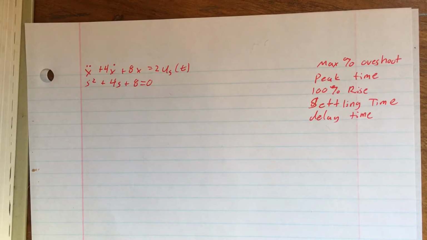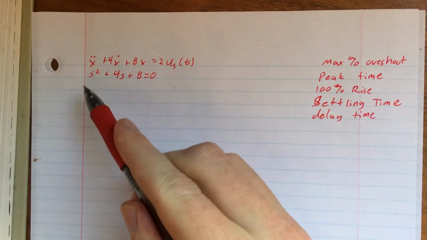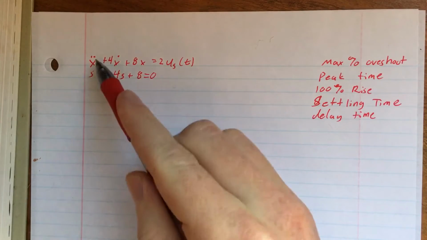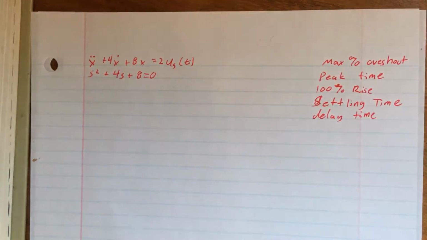Okay, so I'm going to be solving problem 6.2, which is asking us to find the max percentage overshoot, the peak time, the 100% rise time, the settling time, and the delay time. So the first thing you need to do is get this into the characteristic equation, which I already did here. That's s squared plus 4s plus 8 equals 0.